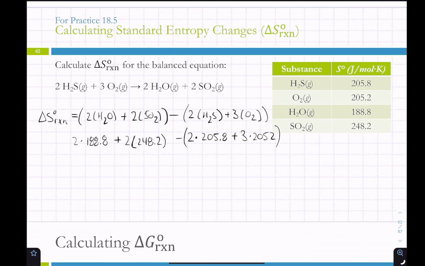So, when you type this into your calculator too, the only thing you have to make sure you do is put parentheses around this back half. The calculator will do the correct order of operations for these. Or you can do them separately and then subtract. Plus 2 times 248.2.